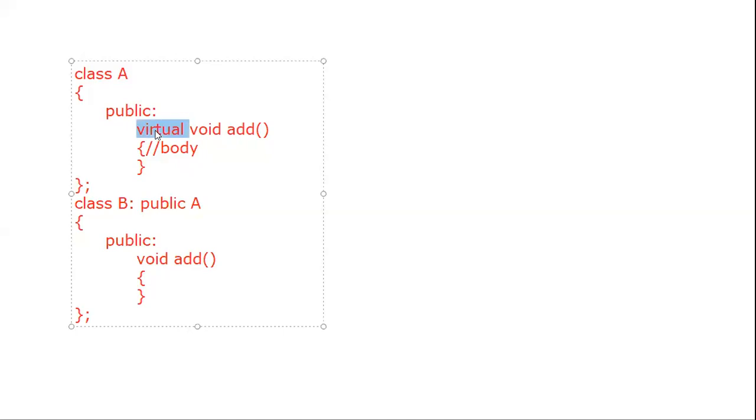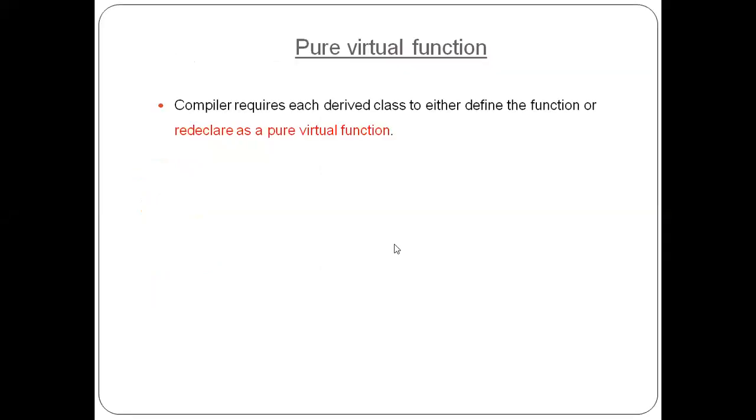Similarly, the pure virtual function is a similar concept. First of all, I'll tell you what is meant by pure virtual function. The compiler requires each derived class to either define the function or redeclare it as a pure virtual function. Before showing how to define it, let me tell you why we use it. A virtual function is not used for performing any task. It only serves as a placeholder.